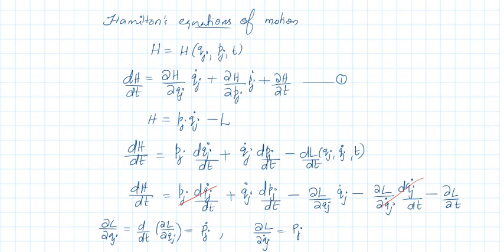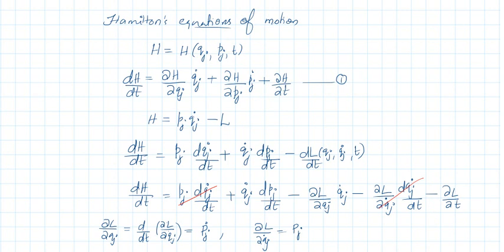The equations for dH by dt. Then you can see that, comparing the coefficients of q_j dot, ∂L/∂q_j is p_j dot. p_j dot is equal to minus ∂H/∂q_j, and comparing these two terms, dp_j by dt is p_j dot. So the coefficient of p_j dot becomes q_j dot equal to ∂H/∂p_j, and minus ∂L/∂t becomes ∂H/∂t.